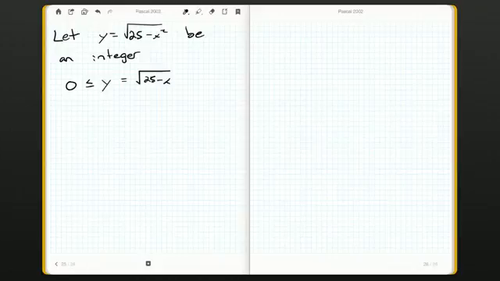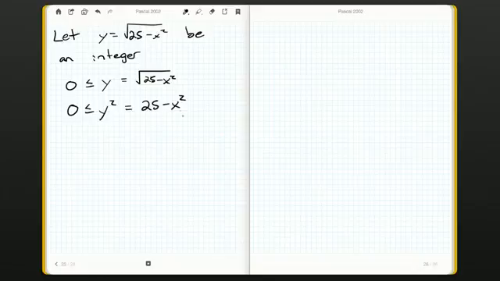It's the square root of 25 minus x squared. I don't like this square root sign here, so I'm going to square both sides. So I'm looking for a perfect square y squared that is 25 minus another perfect square. And if you're thinking Pythagorean triples, you're thinking right, and you may have done one too many of these competitions. But there's a little more to it.